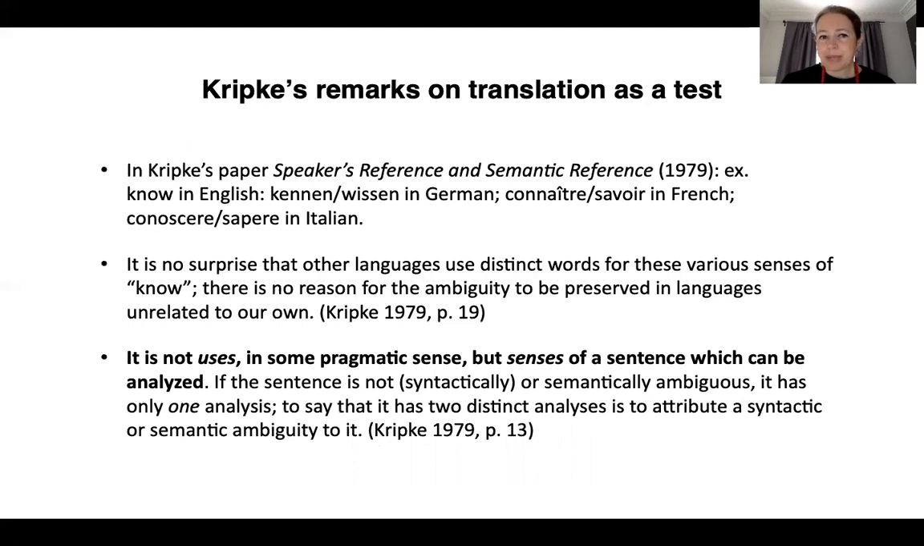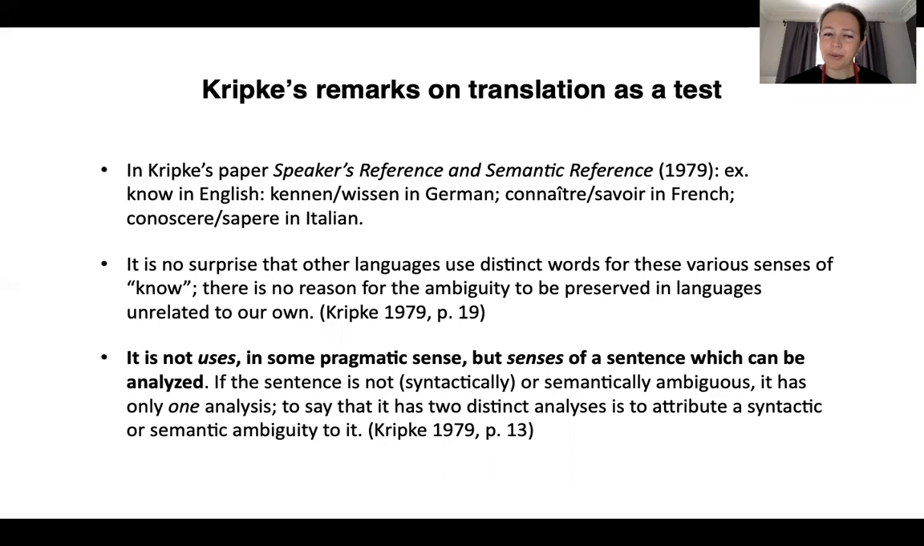Well, in Kripke's paper, Speaker's Reference and Semantic Reference, he pointed out that it's the same for the word know in English, that can be translated into German with kennen or wissen, or in French with connaître and savoir, or in Italian with conoscere and sapere. It is not surprising indeed that other languages use distinct words for these various senses of know. There is no reason for the ambiguity to be preserved in a language unrelated to our own.